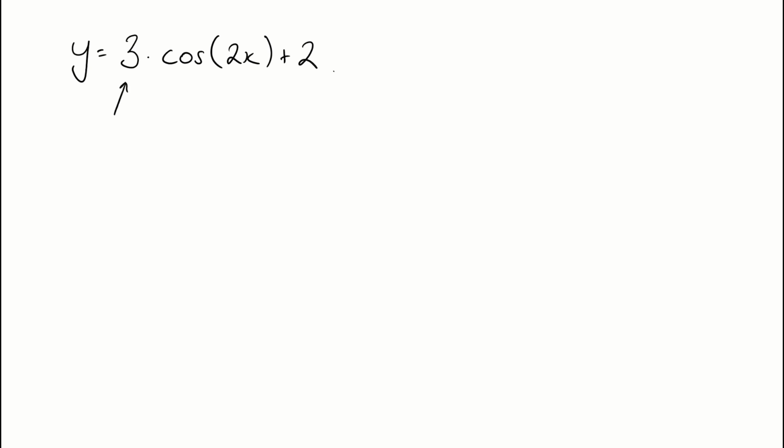Well, this is going to be a vertical dilation of a scale factor 3. This is going to be a horizontal compression of a scale factor 2. So we're going to compress this thing like a slinky. And this here is going to be a vertical translation. That one's not a scale factor. That's just 2 units upwards.